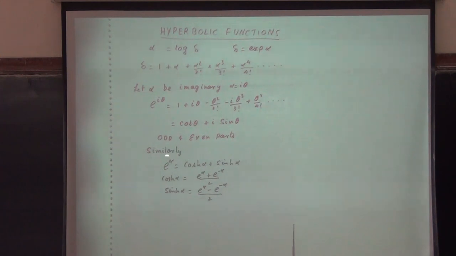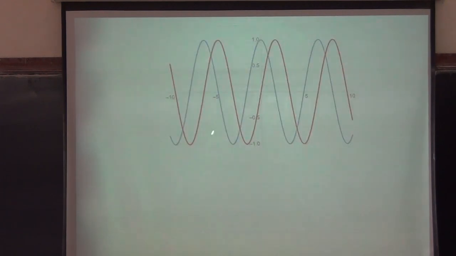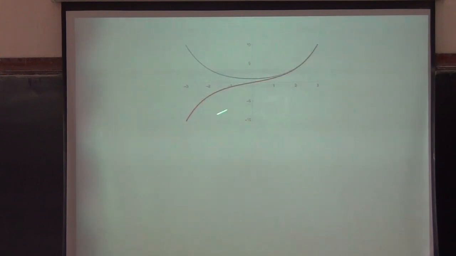Very similarly, you take each of the alpha, you can separate it into its even and odd parts. And this is the even part, and that's the odd part. I've plotted both these things. These are trigonometric functions. Here's the cosine function, which is even, in blue, and the sine function, which is odd, in red. You can see it's odd because it goes to zero here. And here's the hyperbolic function. This is the cosh function, which goes through one at zero, and is always greater than one, unlike the cosine function, which is always less than one. And here's the sinh function, which is an odd function. It goes to zero. And that is just a quick run through of hyperbolic functions.